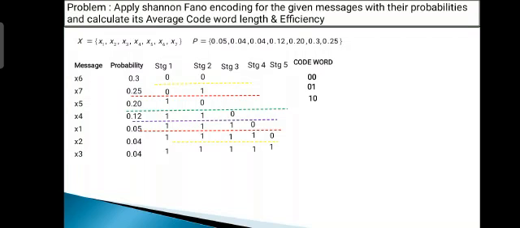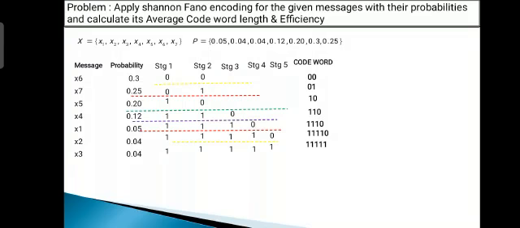x4, we have assigned 1, 1, 0. That is the code word. x1, it is 1, 1, 1, 0. x2 with the probability of 0.04, we have assigned 1, 1, 1, 1, 0. And x3, it is 1, 1, 1, 1, 1.